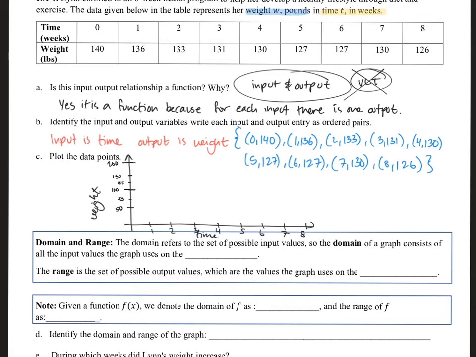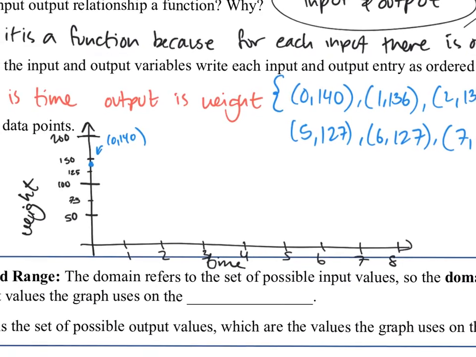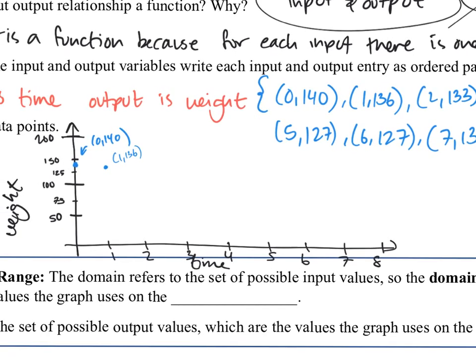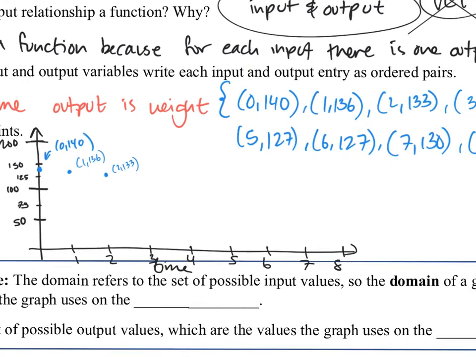0, 140 is going to be 0. 140 is about there. 0, 140. I'm going to draw an arrowhead. Let me go ahead and make this a little bigger. So the next we have 1 and 136, it's going to be about here. Then we have 2 and 133. Not the best graph, but this'll do.